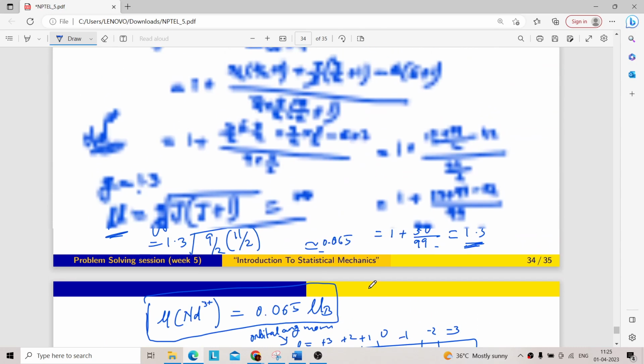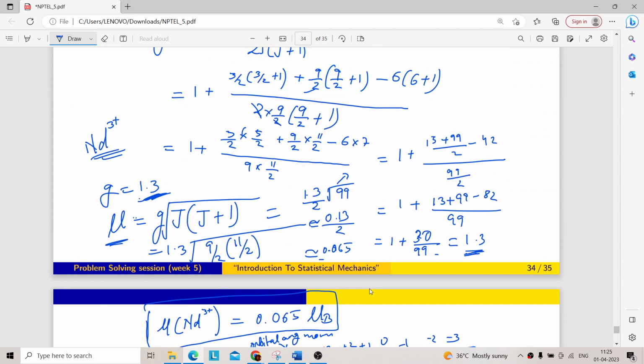Okay, then I understood what mistake I made here. You correct it. This is 4, then accordingly we will get a different value of the Landé g factor. Then we will put it and calculate the magnetic moment.